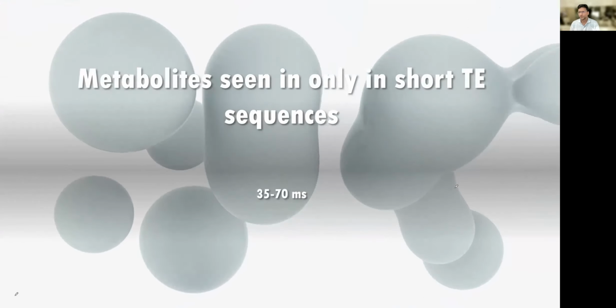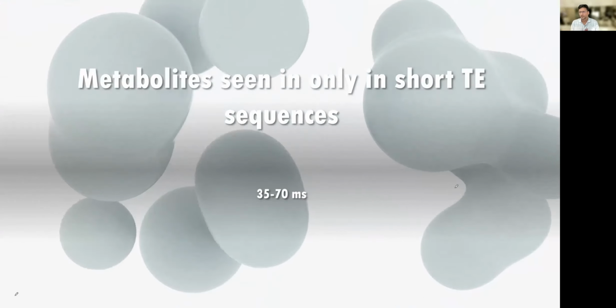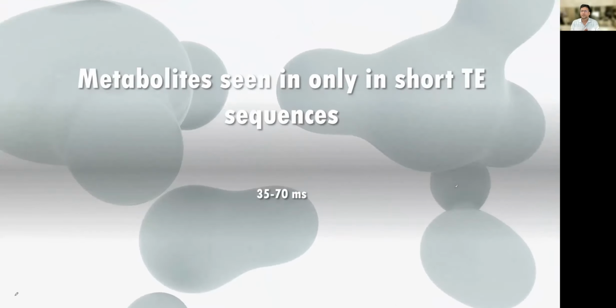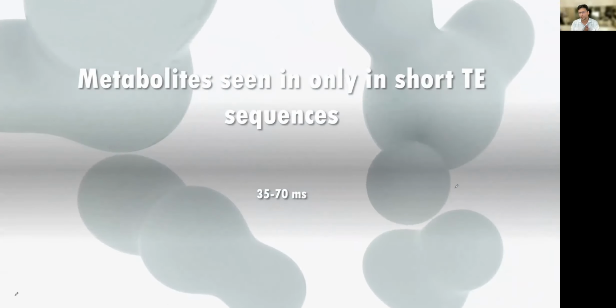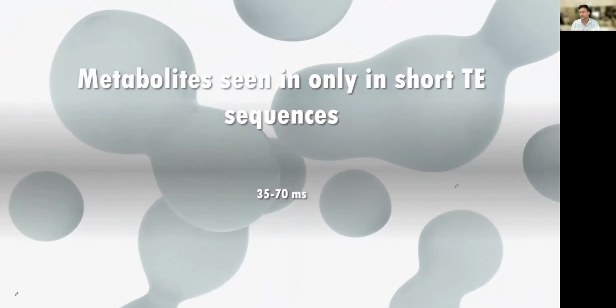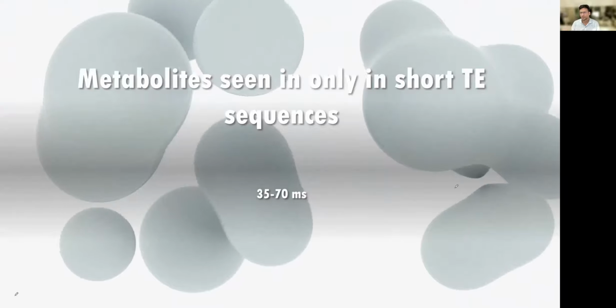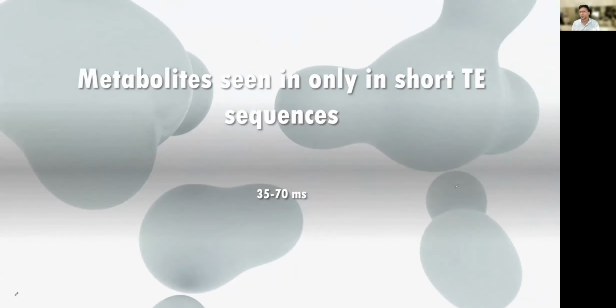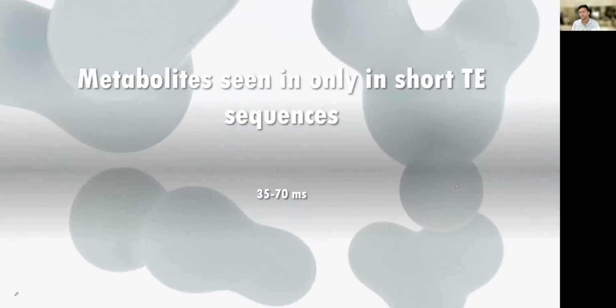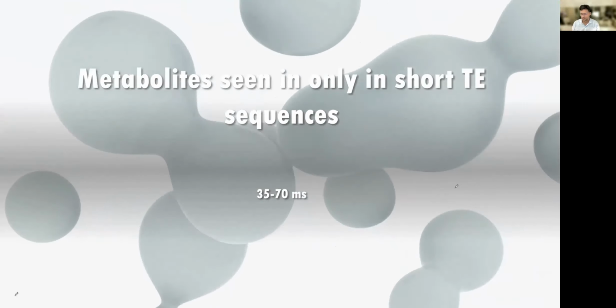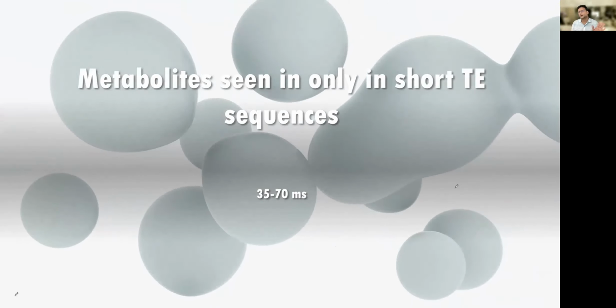And now, these are the metabolites you can see only with a short TE. Like most of the metabolites, you may have cross contamination or anything, but you can see these metabolites, which I'm going to show you. If you don't run a proper short TE sequence, you may not see such metabolites. Sometimes everything can be seen across everything.